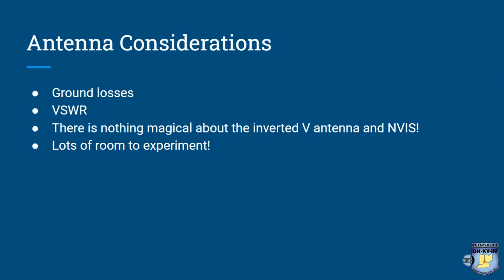There's nothing that makes that an NVIS antenna. I don't know where that perception came from. My only guess is that because the ends of it are usually below, because it's an inverted V, those are below your half wavelength, that you start getting some of that aiming up into the air. But there's lots of room for experiment.